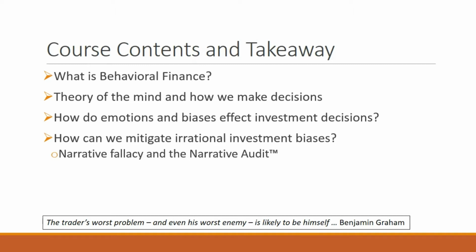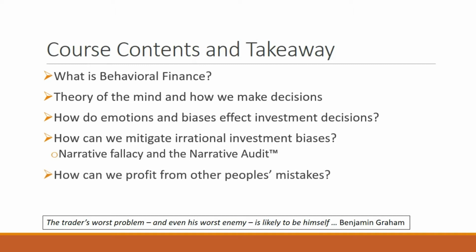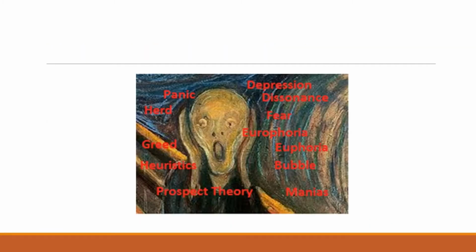The narrative fallacy is a bias that we have whereby we take in information through stories and narrative rather than through facts. And then finally, once we've learned how we make decisions and how our investment biases affect our decision making, we can turn that on other people and look at how we can profit from other people's mistakes. This exaggerated picture is meant to convey in graphic form the fact that decisions are a combination of emotions, cognitive dissonance, heuristics, prospect theory, all of which are concepts that we'll discuss in the course of the next hour.